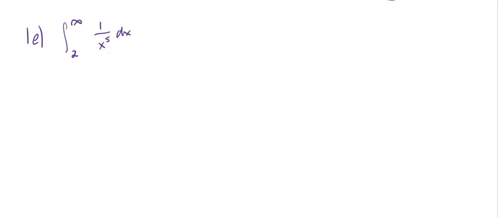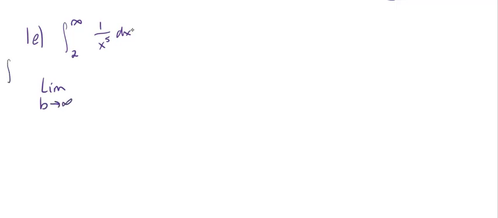Okay, 1e here. So we have an integral with an infinity, definitely using some limits. I've got the integral from 2 to infinity of 1 over x to the 5th dx. So you should be pretty familiar with this. Anytime we see an infinity, we're going to use some limits. So I'm going to write the limit as b goes to infinity.